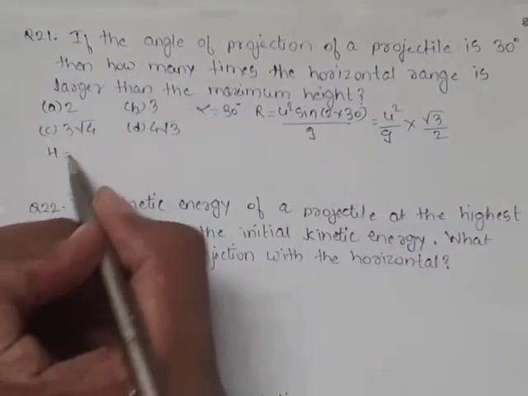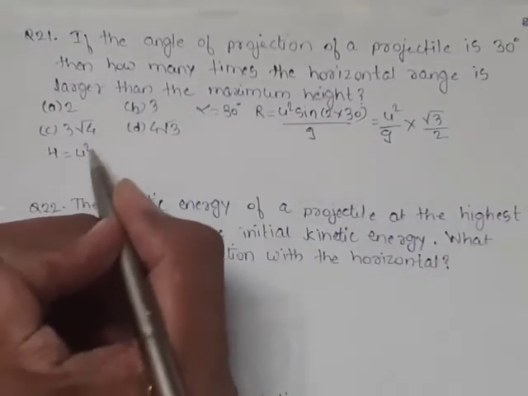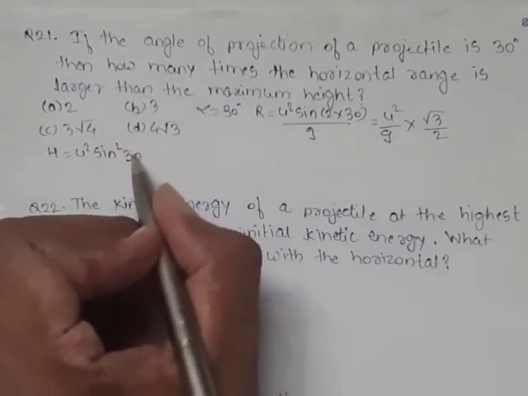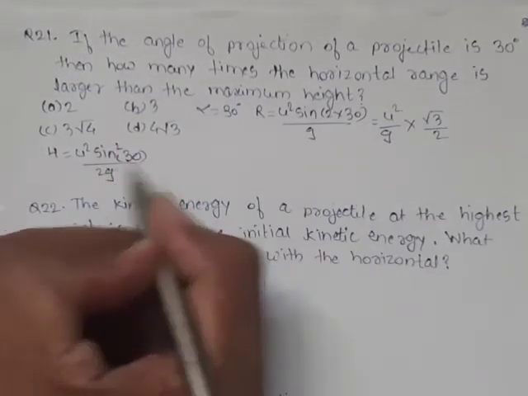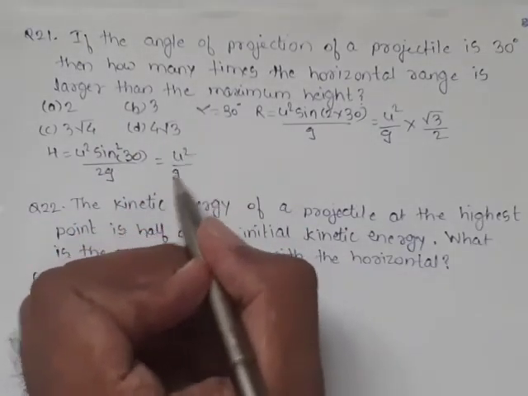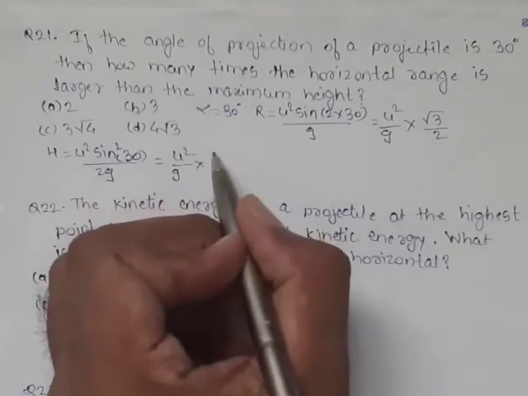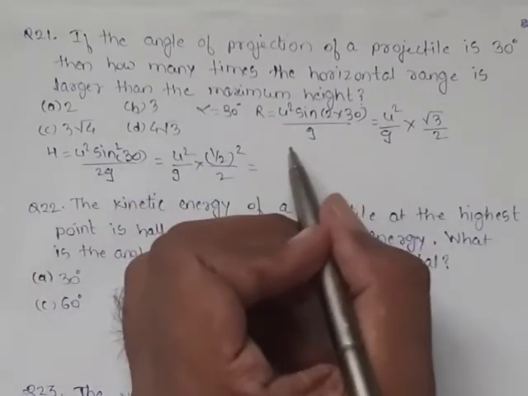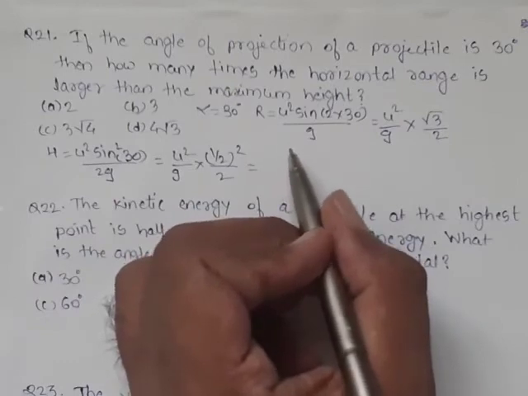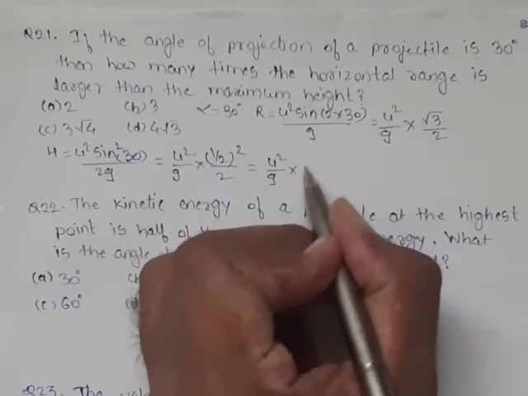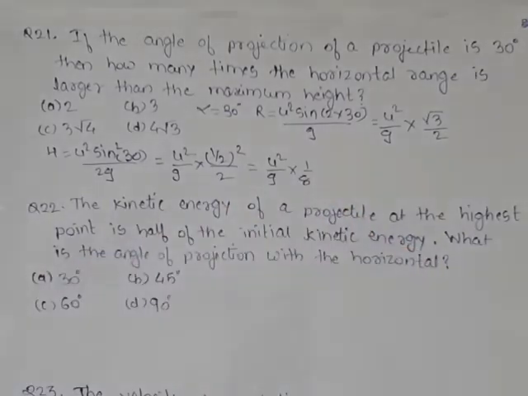Then h equals u square sine square 30 upon 2g, or it is equal to u square upon g. What is sine square 30? It is (1/2) whole square upon 2, so it becomes u square upon g into 1 upon 8.